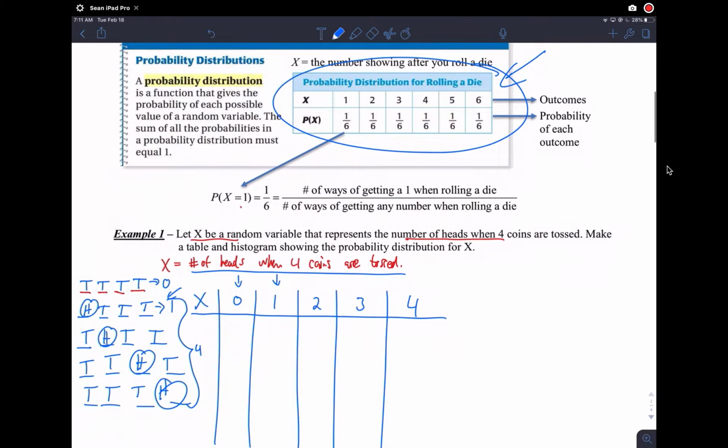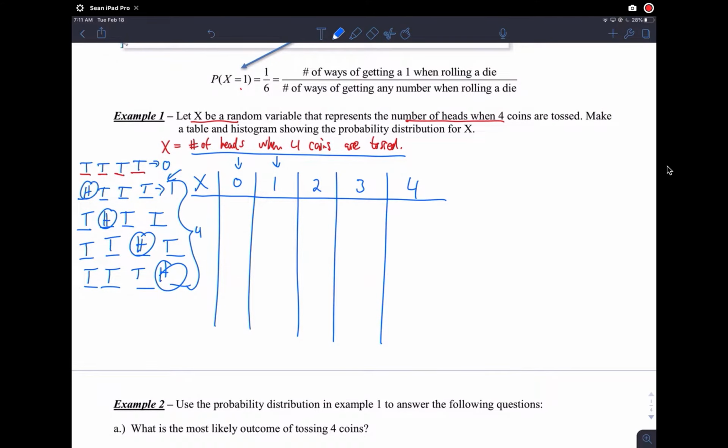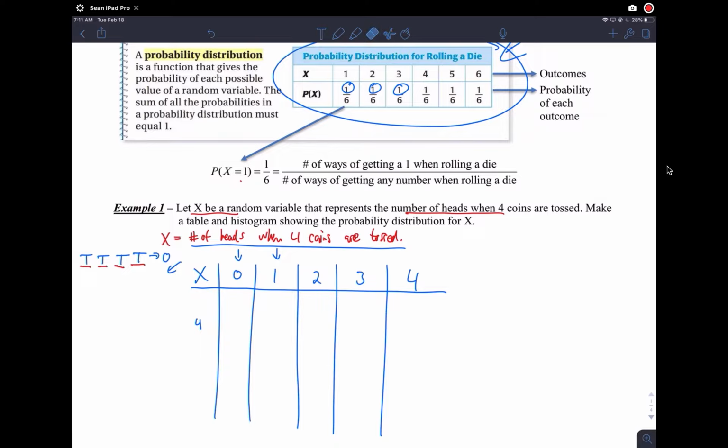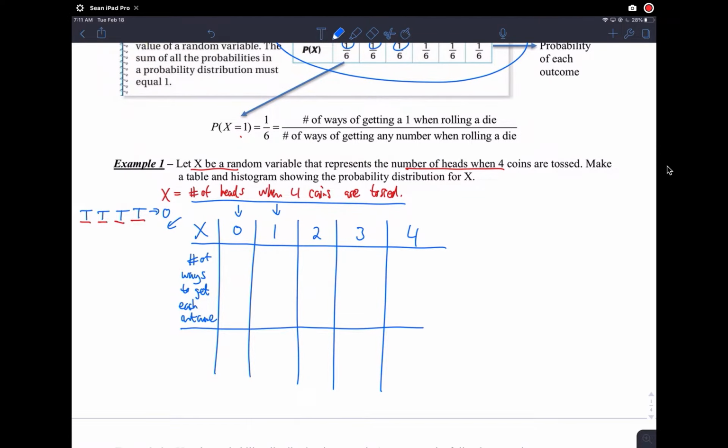All right. So here there was only 1 way of getting a 1, 1 way of getting a 2, 1 way of getting a 3. But now we have a different situation. So making our table is a little bit different from rolling a die. I think what we should probably do then is say, let's count the number of ways to get each outcome. Okay, so we're counting now combinations, basically, of how to get each outcome.